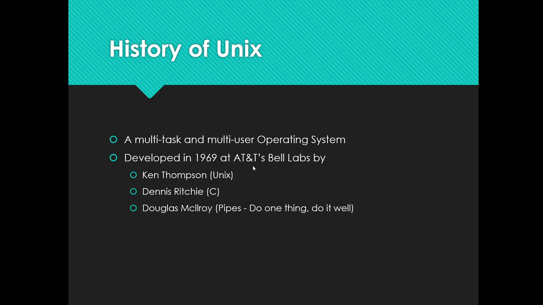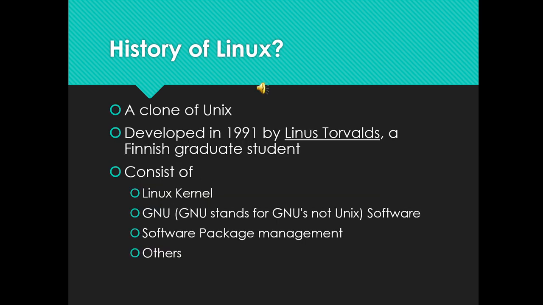Linux is a clone of Unix, developed in 1991 by Linus, so it is called Linux. It consists of the Linux kernel, GNU software, and software package management along with other components as well.